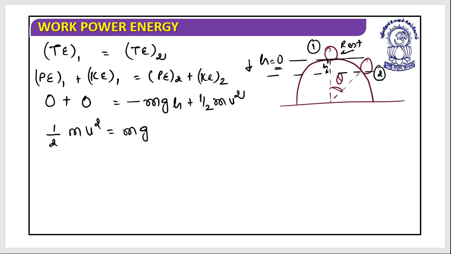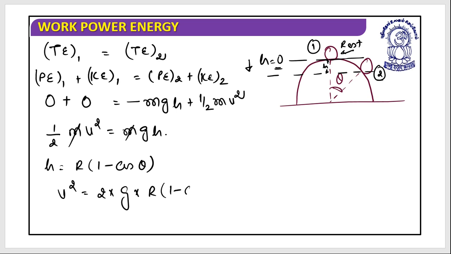So half mv square is equal to mgh. Now how could I replace the h? That h would be equal to r into bracket 1 minus cos theta. So if I replace this, m has gone, and v square equals 2 into g into h, while h is r into bracket 1 minus cos theta. This is v square. I hope this is clear. This is relation number 2.